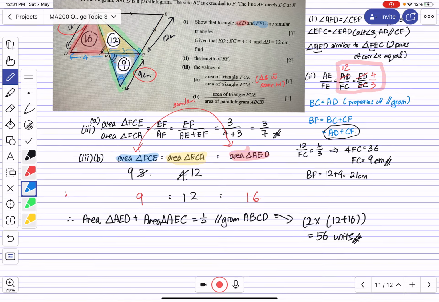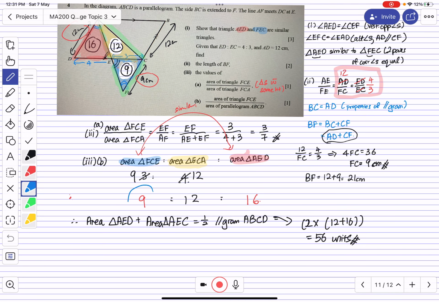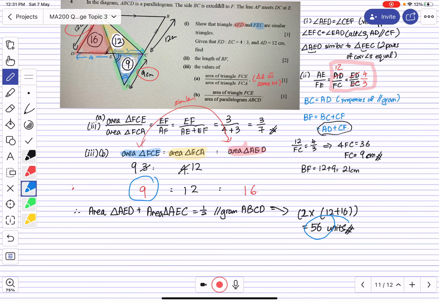In the same unit of measurement, FCE is represented by 9, the parallelogram is represented by 56. Therefore, the area of triangle FCE over the area of parallelogram ABCD would be 9/56.